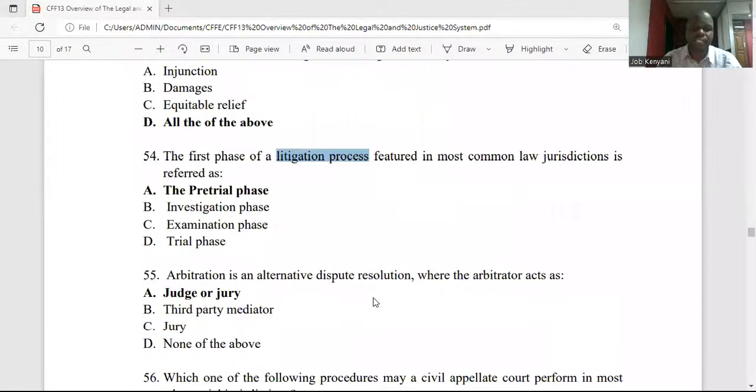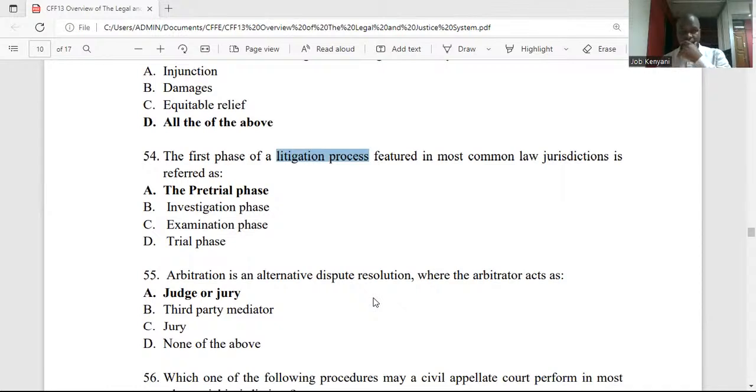So the next one is talking about the litigation process. So 54. The first phase of litigation process featured in most common law jurisdictions is referred to as the pretrial phase, the investigation phase, the examination phase. So the answer there was pretrial phase.